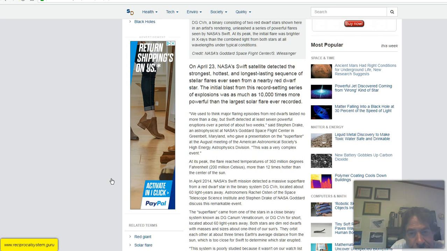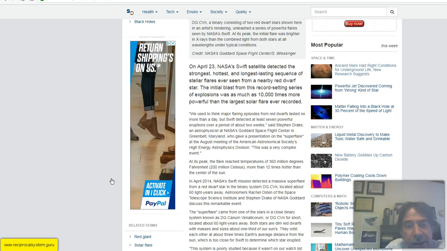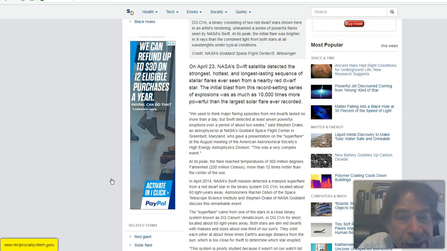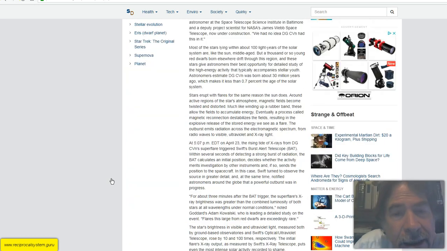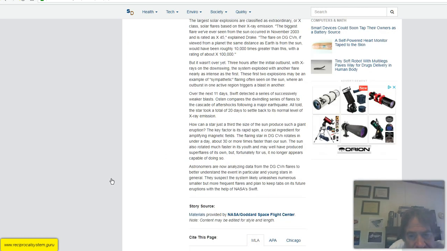Stephen Drake, an astrophysicist, says, we used to think major flaring episodes from red dwarfs lasted no more than a day, but SWIFT detected at least 7 powerful eruptions over a period of about 2 weeks. And just skipping down here, at its peak, the flare reached a temperature of 360 million degrees Fahrenheit, that's 200 million degrees Celsius, more than 12 times hotter than the center of the sun. Well, that's not correct. The center of the sun, based on my calculations with the reciprocal system, is actually in the neighborhood of 3 billion degrees Kelvin. So anyway, anything else here?